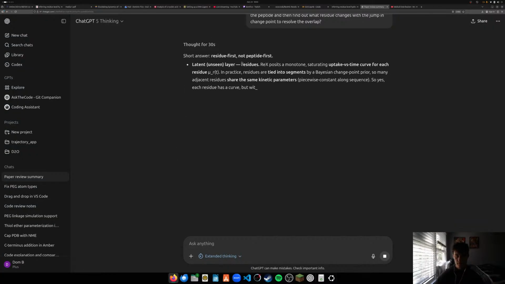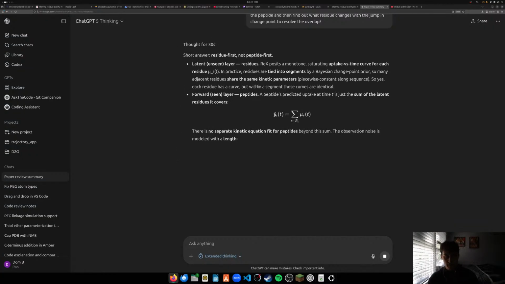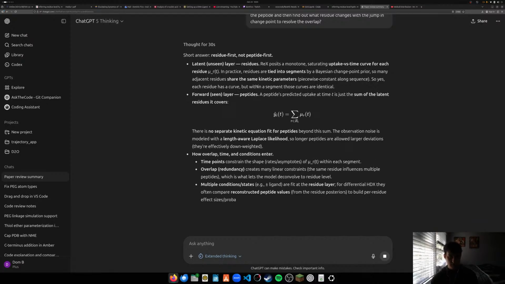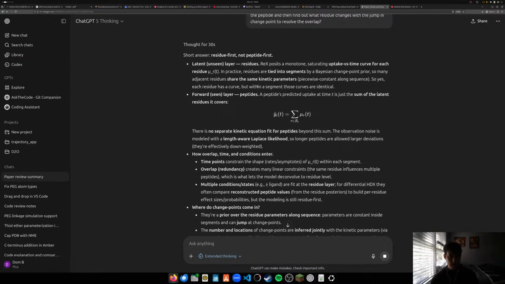Residue first, not peptide first. Okay. Latent unseen layer residues. Posits a monotone saturating curve for each residue. In practice, residues are tied into segments by a Bayesian change point prior, so many adjacent residues share the same kinetic parameters. So yes, each residue has a curve, but within the segment, those curves are identical. Forward, seen layer, peptides. Peptide's predicted uptake at time t is just the sum of latent residues it covers. There is no separate kinetic equation fit for peptides beyond this sum.